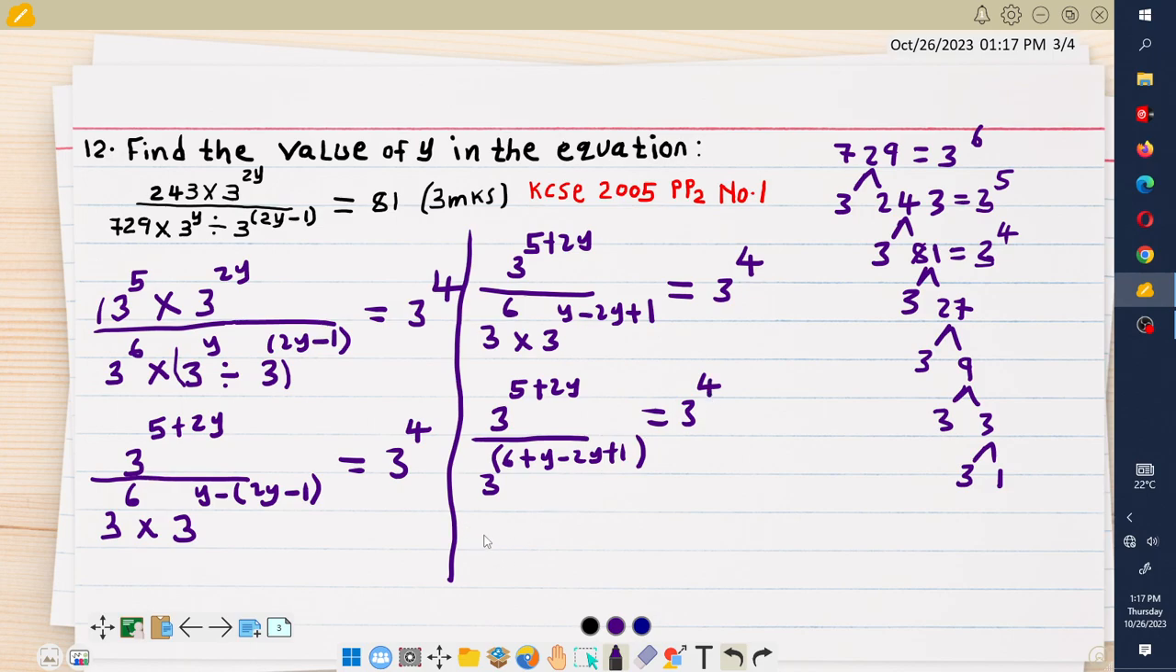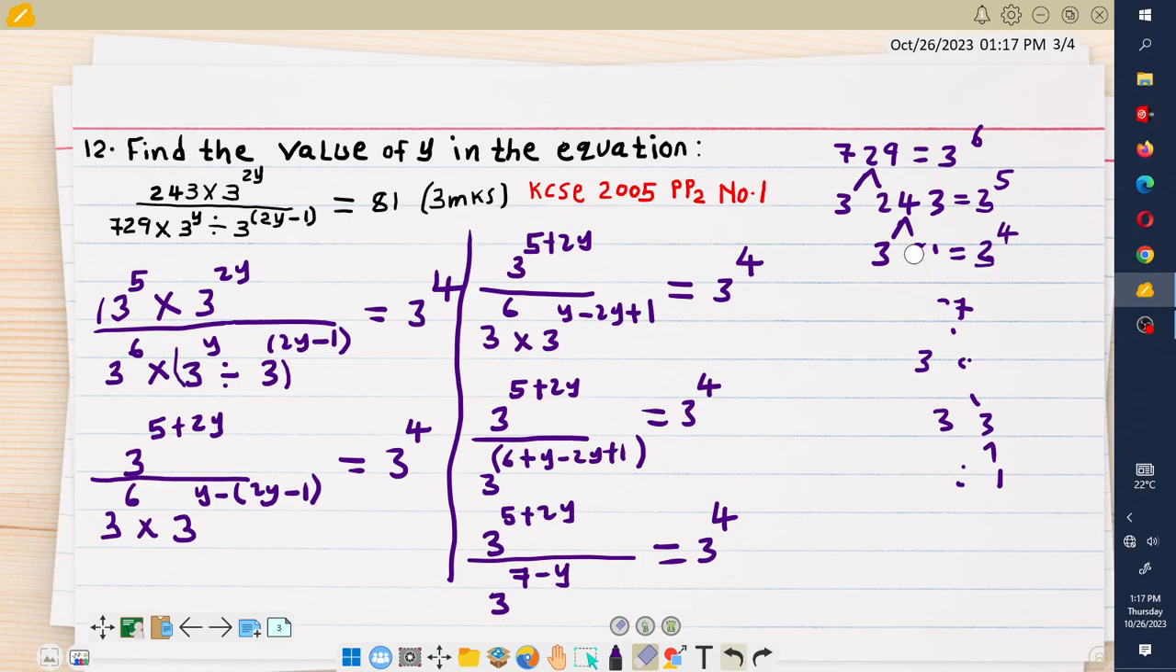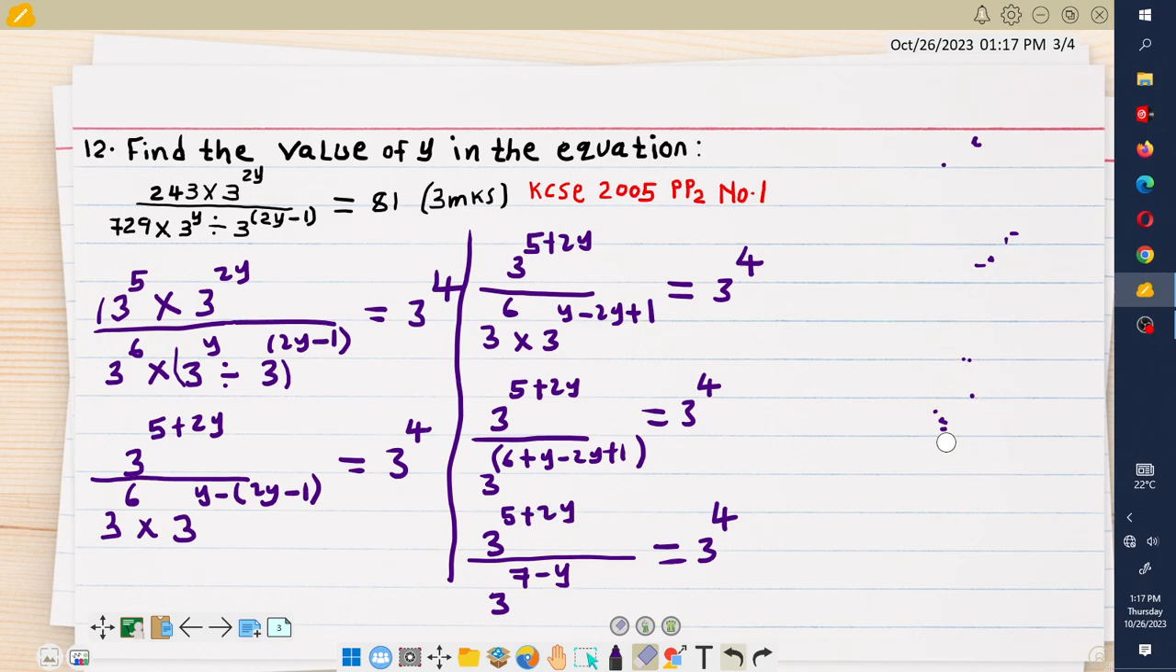So this will give me 3 to the power of 5 plus 2y, then the whole thing divided by 3 to the power of, I can see we have like terms, so 6 plus 1, I'm going to get 7. Then y minus 2y, I'm going to get a negative y. Then the whole thing is equal to 3 to the power of 4. Then after that, I'm going to continue with the working. So I'm going to multiply both sides of this equation by 3 to the power of 7, then of course minus y.